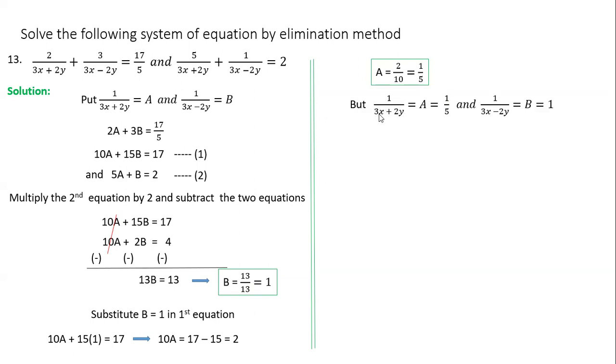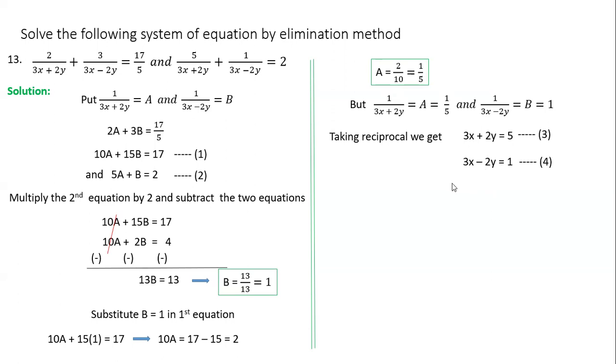But 1 upon 3x plus 2y is a, which is 1 by 5. And 1 upon 3x minus 2y is equal to b, which is 1. So taking the reciprocal, you will get 3x plus 2y is 5. And if you take this 1 upon 1, the reciprocal is again 1. This is the third equation. 3x minus 2y is equal to 1, the fourth.